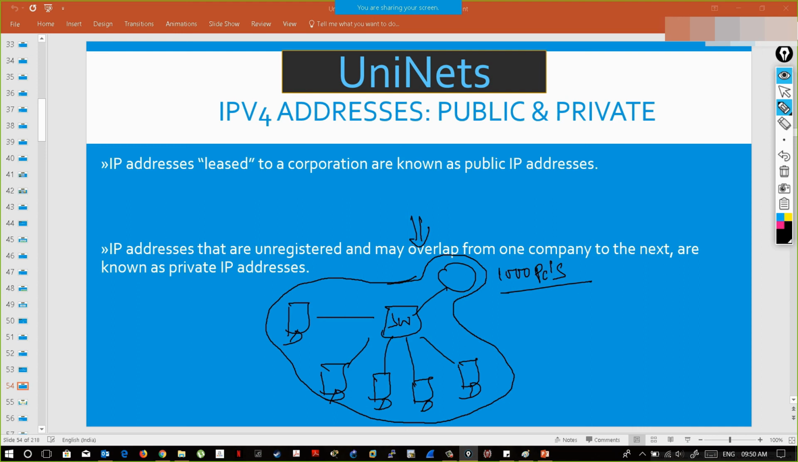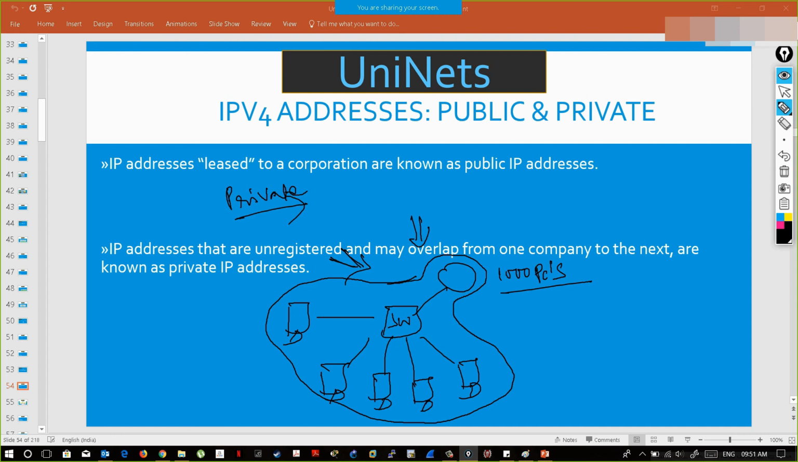Then what is the solution here? You will have a private IP range. These are not reserved, okay? Now you're having one company and I'm having one. I can use the 10 network. You can also use the 10 network.